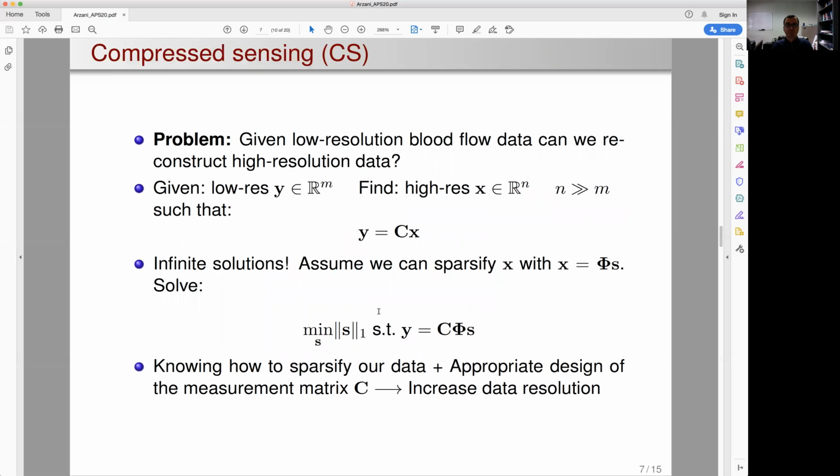The first problem is compressed sensing. The problem here is this: let's say we are given low resolution blood flow data, and we would like to reconstruct the high resolution blood flow data.